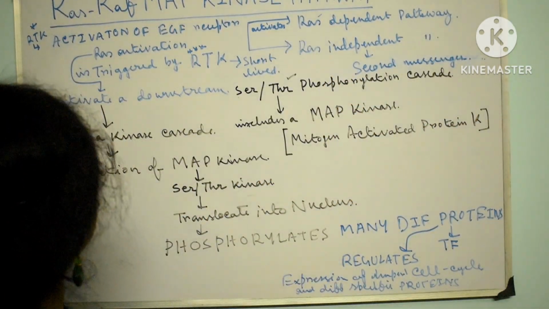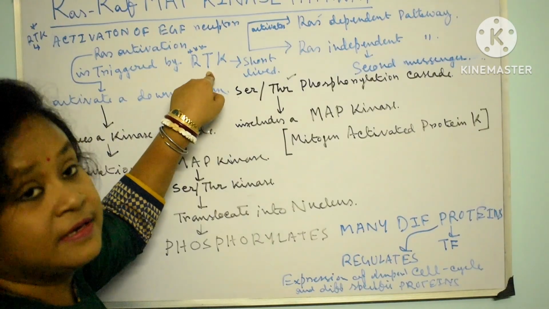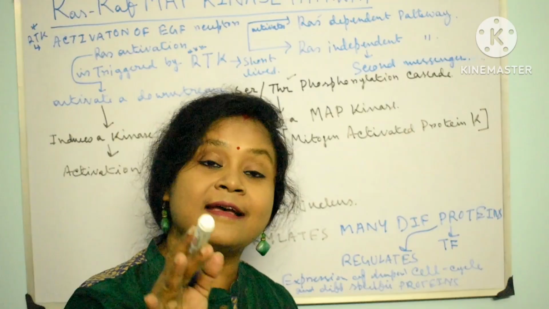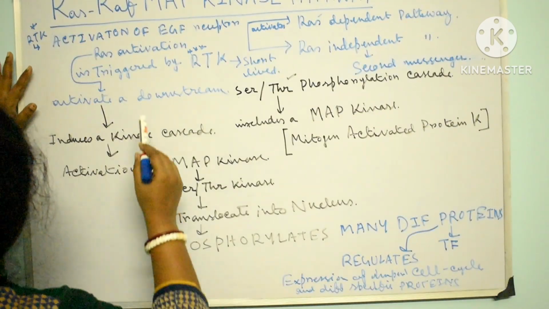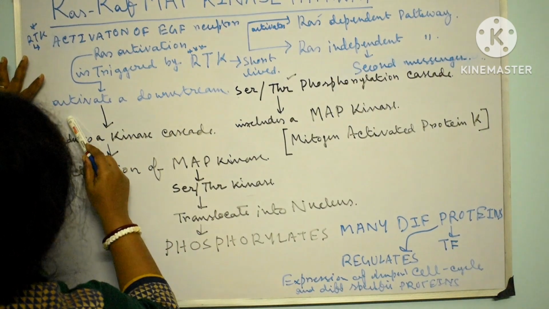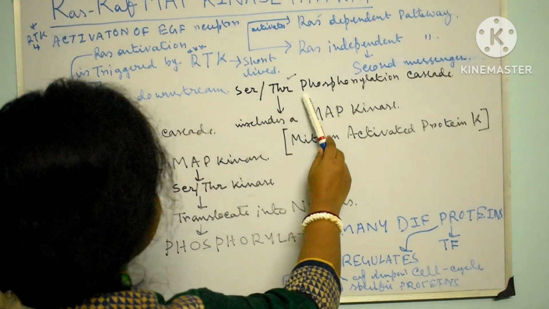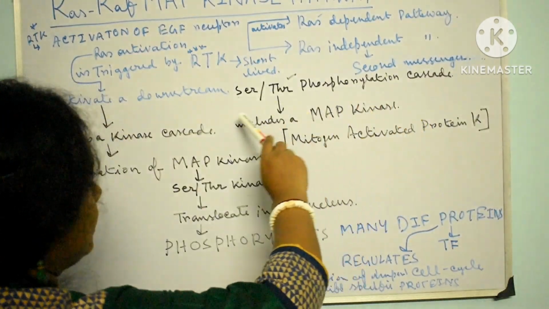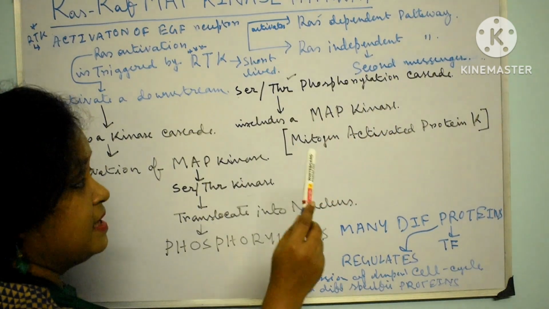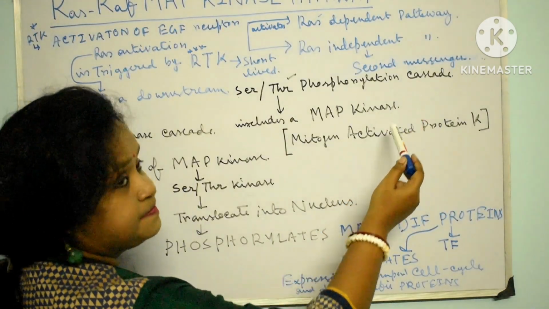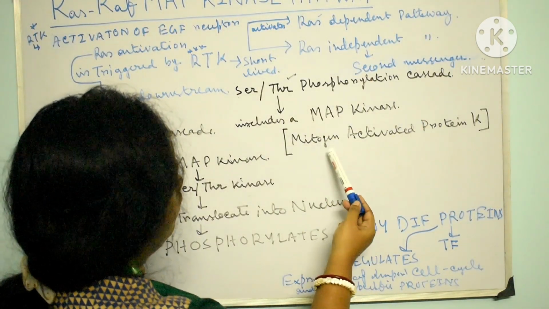RAS is activated, and this activation is triggered by activated RTK. It is very short-lived. RAS is attached with GTP to be activated. Then, after activation of RAS, it activates a downstream serine-threonine phosphorylation cascade, which needs a MAP kinase. MAP kinase is an enzyme, and its full form is mitogen activated protein kinase.